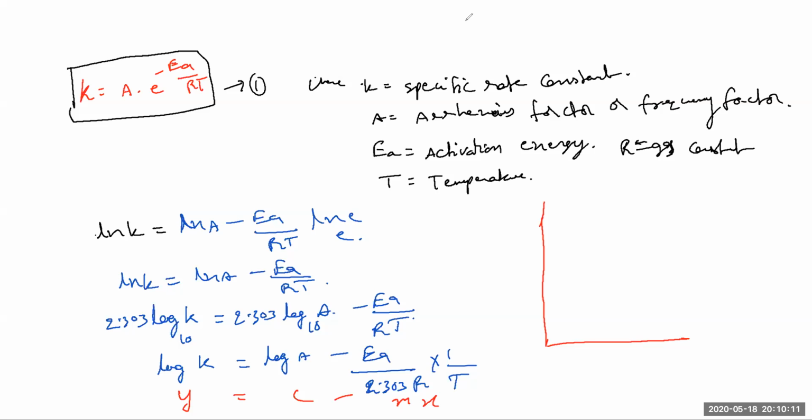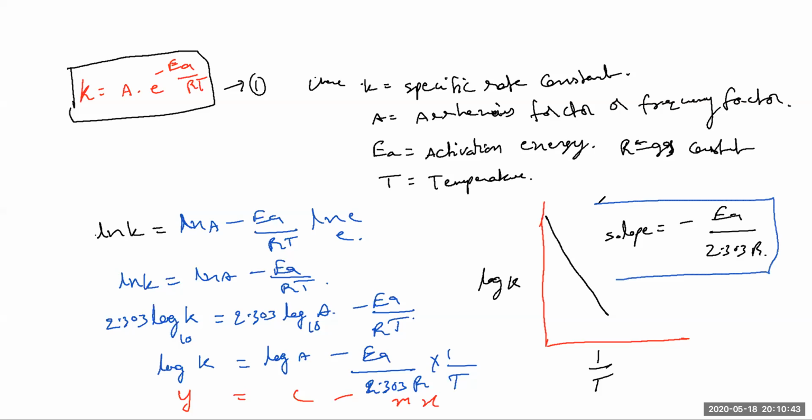What is a negative slope? Like this. It is a negative slope. Here y is log k versus x is 1 by T, right? Negative slope. What is the slope now? Slope is equal to minus EA by 2.303 R. Problems on this slope formula also come in objective questions.